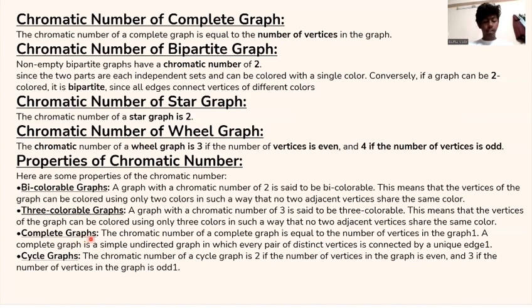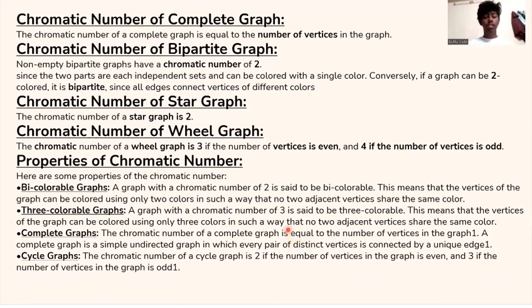Next one, complete graph. As we saw above, for the complete graph, the chromatic number is equal to the number of vertices present in the graph. And cycle graphs. The chromatic number of a cycle graph is 2 if the number of vertices in the graph is even, and it is 3 if the number of vertices in the graph is odd. Based on the number of vertices, we can easily say the chromatic number of those graphs.